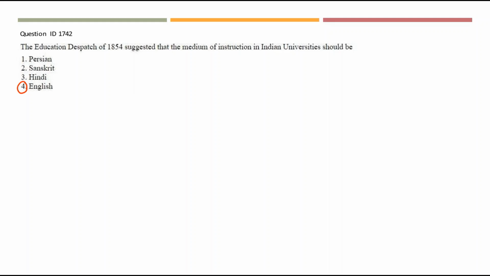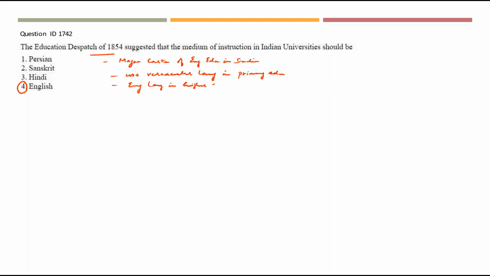This is actually known as the Magna Carta of English education in India. This paved the way to use vernacular language in primary education. Vernacular language means the language that is spoken in that area, and use the English language in higher education in India. So here they have given the medium of instruction in universities, which says that we are talking about higher education. So English will be the right answer.